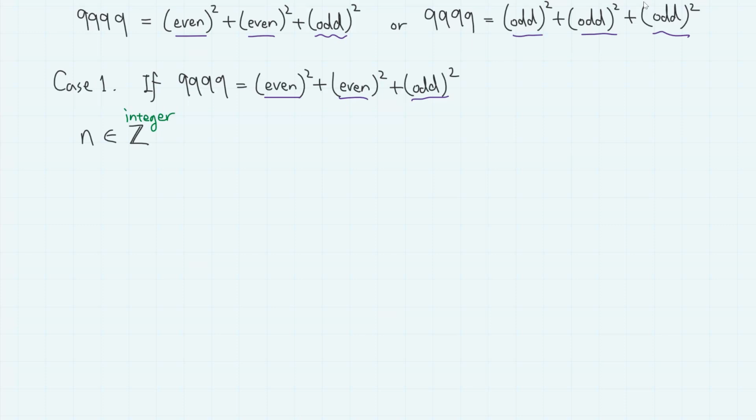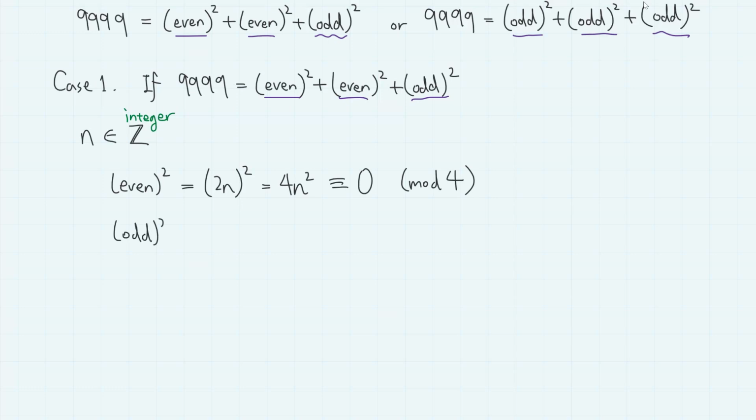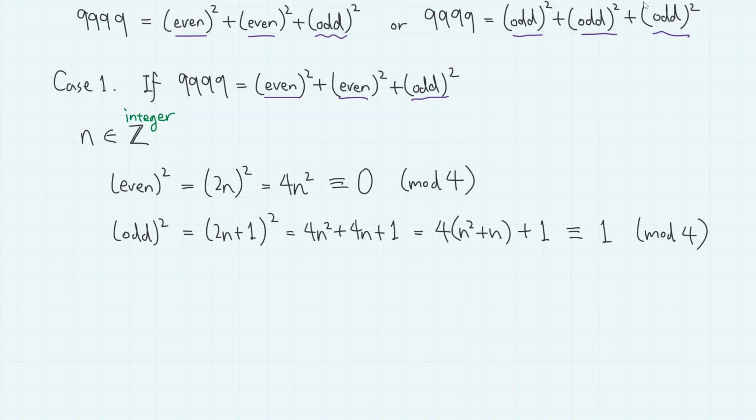Notice that using an arbitrary integer n, any even number squared can be written as 2n squared, which equals 4n squared. Hence, it gives remainder 0 when divided by 4. What about an odd number squared? Well, it can be written as 2n plus 1 squared. So 4n squared plus 4n plus 1. So 4 times n squared plus n, plus 1. Hence, it gives remainder 1 when divided by 4.